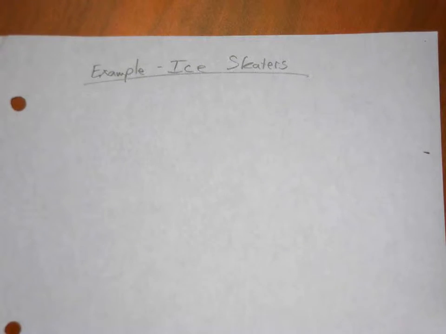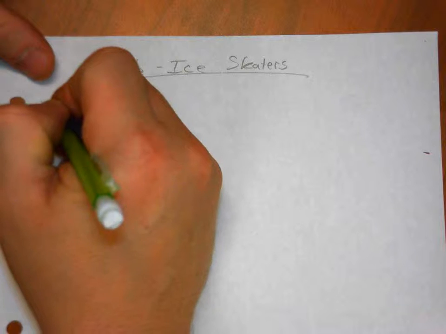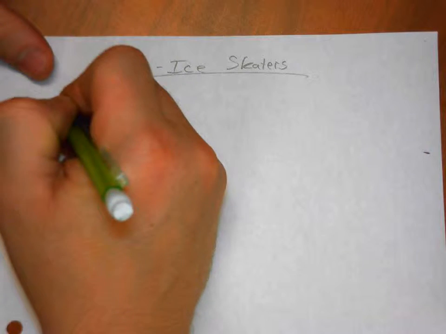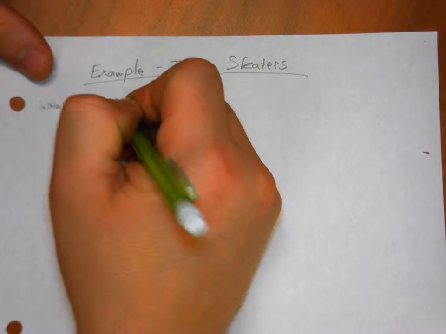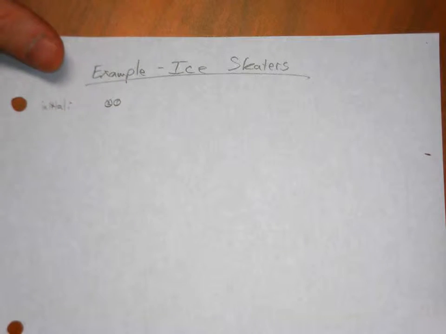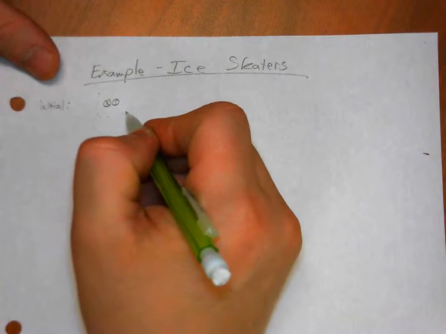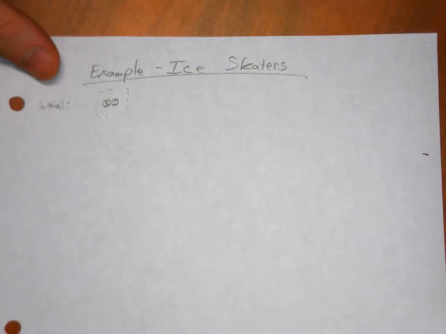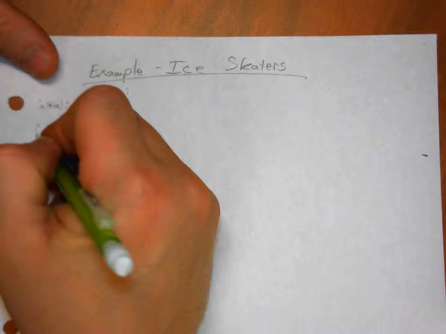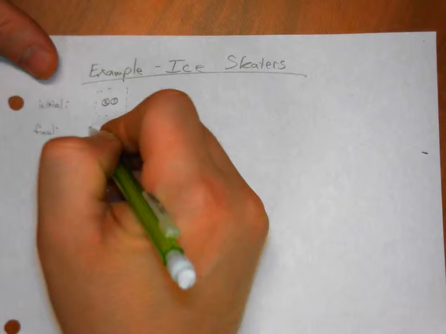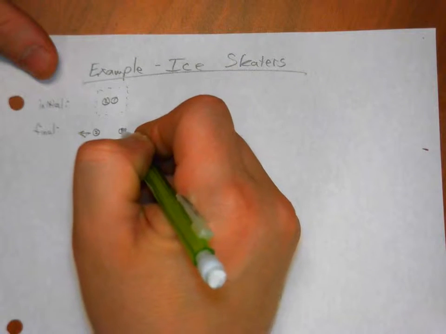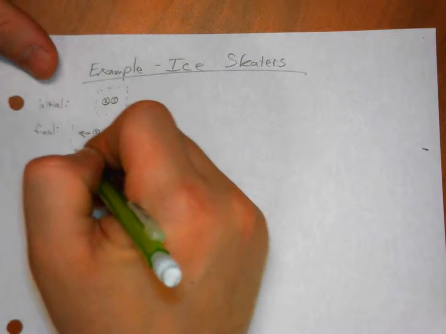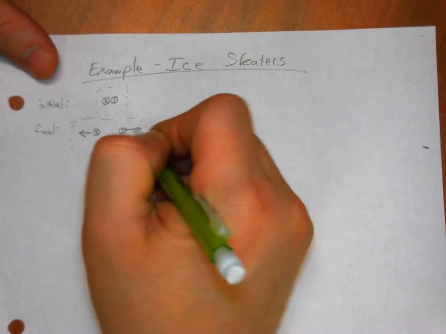Okay, our next example is the ice skaters. I'm sorry I didn't print this out, but initially you have ice skater 1 and ice skater 2 standing next to each other. That is our system. We define our system as the two ice skaters. And in the end, you have ice skater 2 going this way, ice skater 1 going this way. Again, our system is still the two ice skaters.